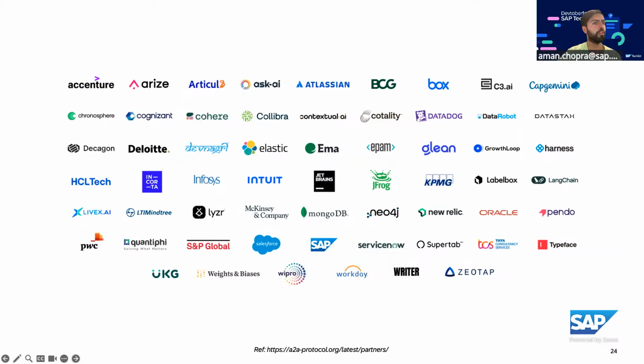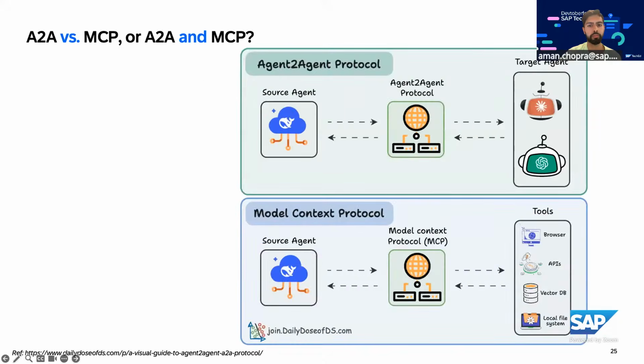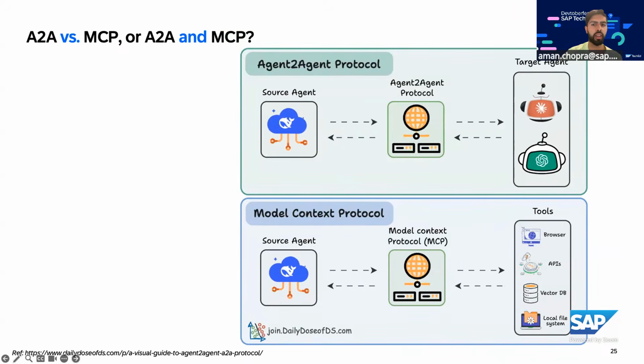And it's really been gaining a lot of attention. If you go to the official website, you can actually see dozens of partners that are adopting this protocol, right? From Accenture to Atlassian to BCG to KPMG, Salesforce, SAP, even us, right? So you're going to see some announcements at TechEd, but there's a lot of hype with A2A, and a lot of big companies are using the protocol. So what exactly is this protocol, and why do we need it if we have MCP?